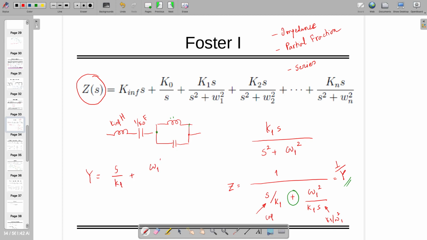Look, Divanshu, by the suggestion of your friend, this is admittance. Now tell me, what is the value of inductor and capacitor? Is the first one an inductor or a capacitor? It is a capacitor. What is the value? 1 by k1 farad. What about this one? K1 by omega 1 square. Right?